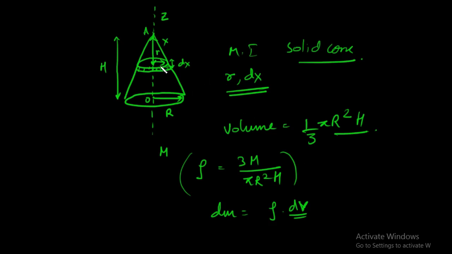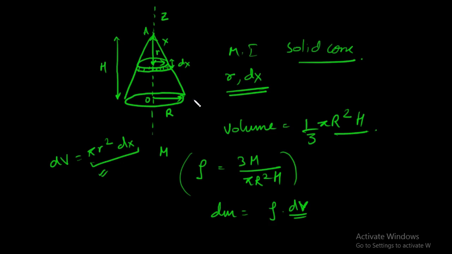The volume of the disk would be the area of the disk times the width of the disk. So the elemental volume of the disk is the area, pi r square, times the width, dx. Alright, this is the volume of the disk.